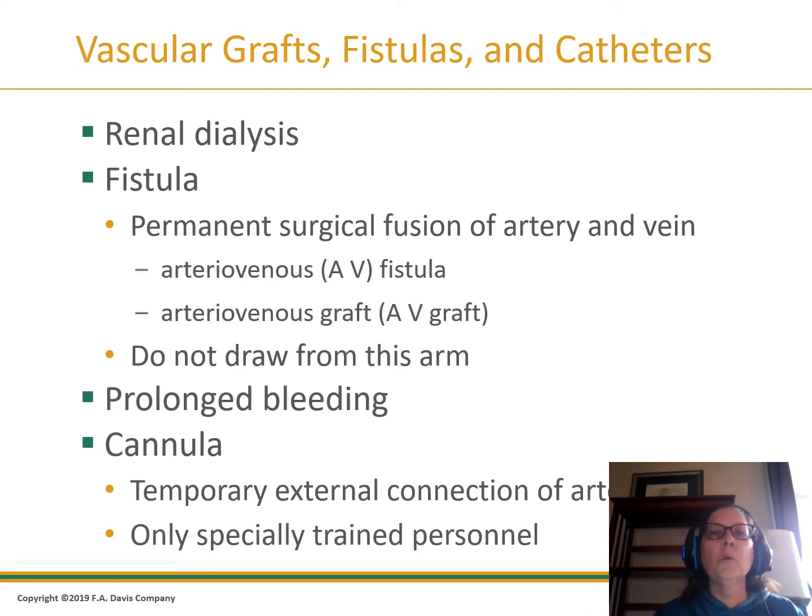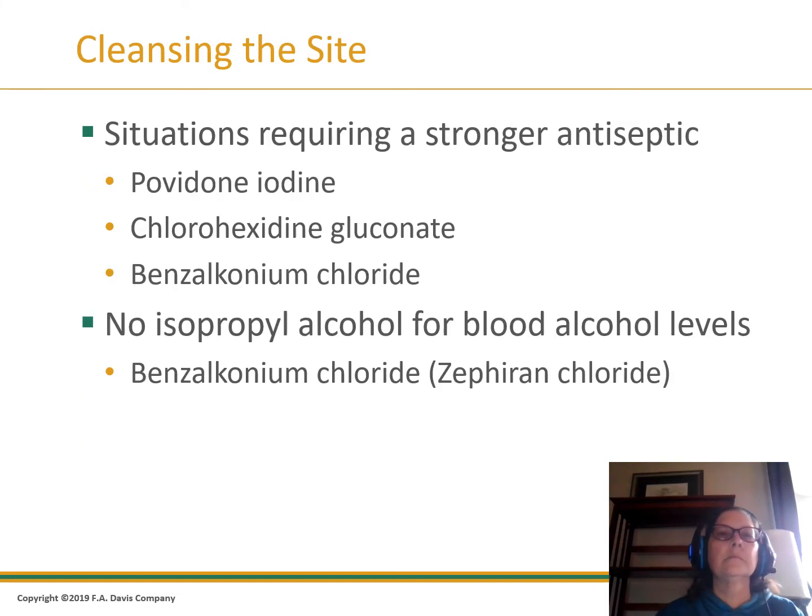Patients who undergo renal dialysis will have a fistula that is used for the procedure. You must avoid drawing blood from the arm with the fistula, which looks like a large pipe under the skin. Usually the patient will let you know about this. Isopropyl alcohol is used for routine venipuncture but must not be used for collecting samples for blood alcohol levels. Chlorhexidine or povidone iodine might be used for collecting blood culture samples.